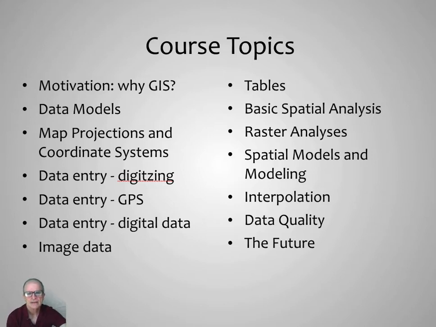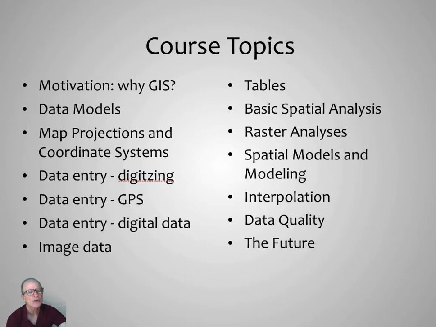So tables and how we structure our tabular data, our attribute data about the features we're interested in, basic spatial analyses, how we work with grid or raster continuous variable spatial analysis, spatial models and modeling, interpolation, how we fill in the blanks between where we have samples, data quality, how we know what we're doing really cuts the mustard, it reaches our level of accuracy, and then some introduction to things that will be coming down the pike.